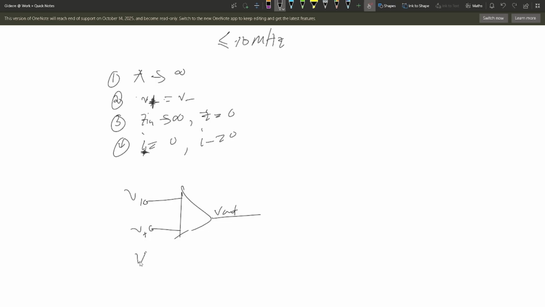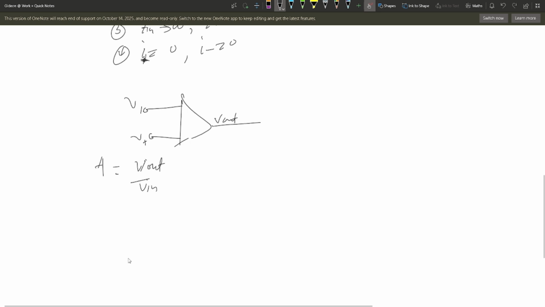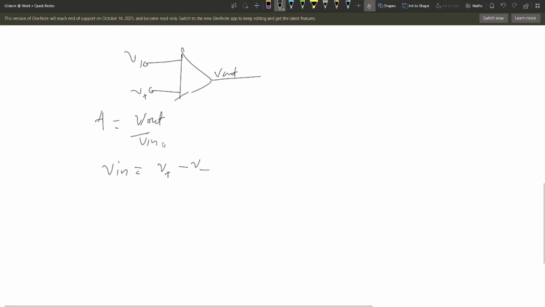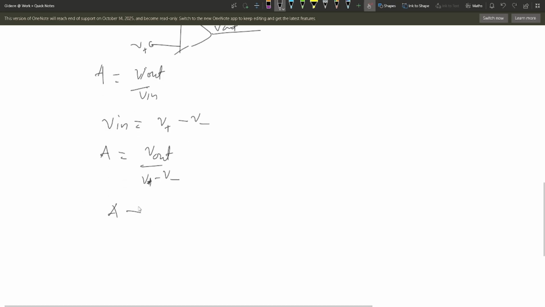So the gain of an op-amp or an amplifier is always V out over V in, right? So this is our gain. Now for an op-amp, the V in is always V plus minus V minus, that is the non-inverting input minus the inverting input. So what that will give us is V out over V plus minus V minus. Right. So we said that our gain is approaching infinity.